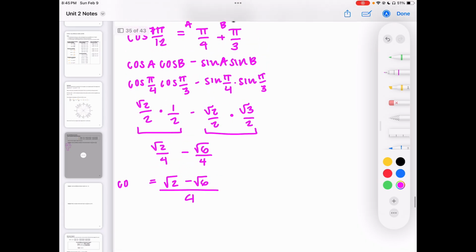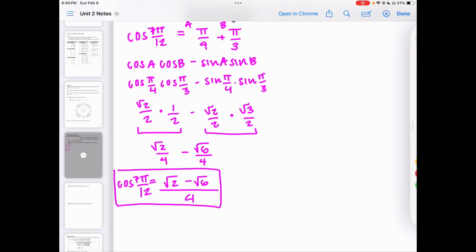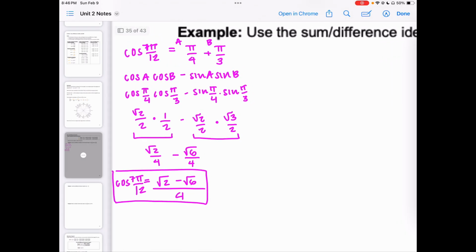So cosine of 7 pi over 12 is equal to this expression. I'm going to go ahead and tell you right now, this expression is going to come up a lot in different formats. Sometimes it's going to be added, sometimes it's going to be root 6 minus root 2. You're about to see that happen with sine of 7 pi over 12.